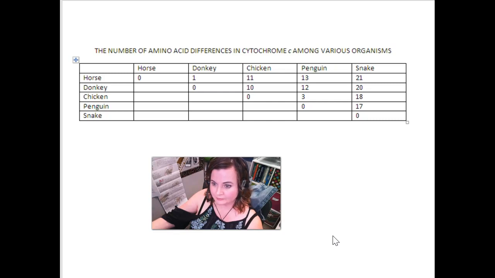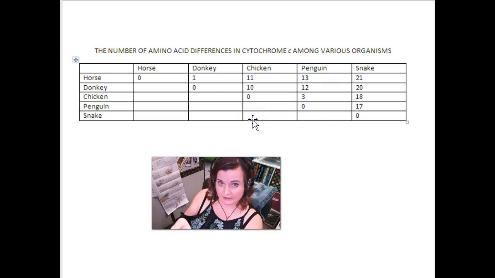So for example, between the horse and the donkey, only one difference in the cytochrome C sequence. I'm talking A, T, C's, and G's, just one letter difference. Between the horse and the chicken, 11 differences. Between the horse and the penguin, 13 differences. Okay, kind of look here. This is just one little table. But what you'll notice is that the fewer the differences there are, the more recent the common ancestor is. Okay, so that's kind of a cool thing.